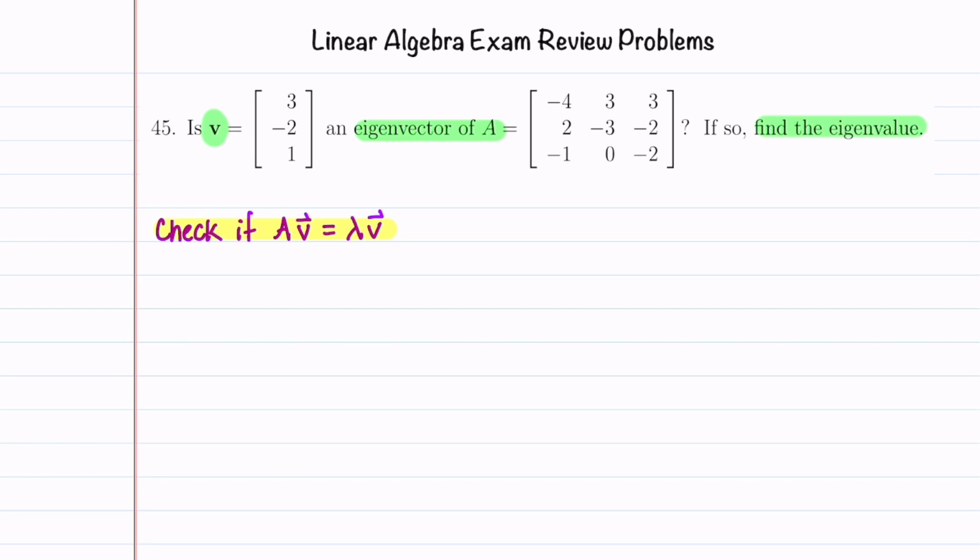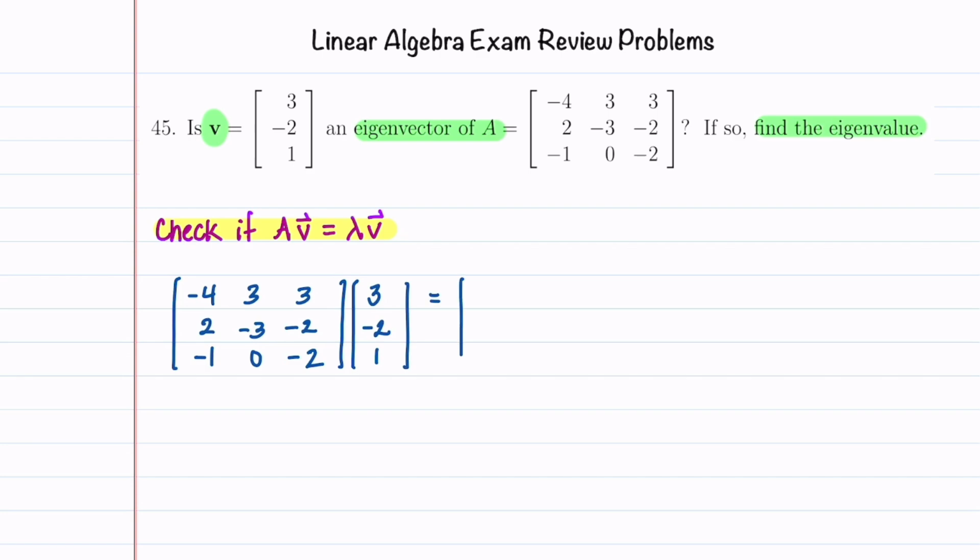Let's begin by writing down our matrix A. Minus 4, 2, minus 1, 3, minus 3, 0, and then 3, minus 2, and minus 2. And what we're going to do is multiply our matrix A times our vector v, which is given as 3, minus 2, 1. Let's begin by taking our first row and multiplying it by our vector v. This is going to give us a minus 12, minus 6, plus 3.